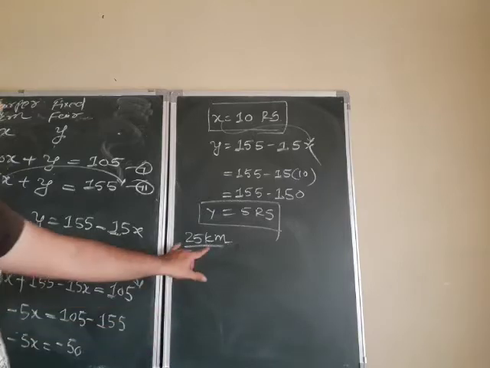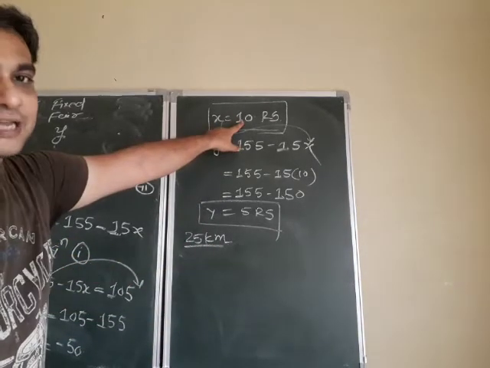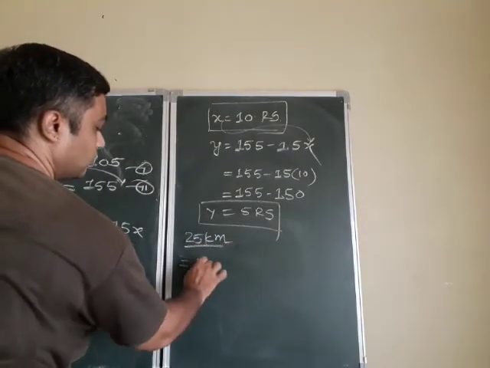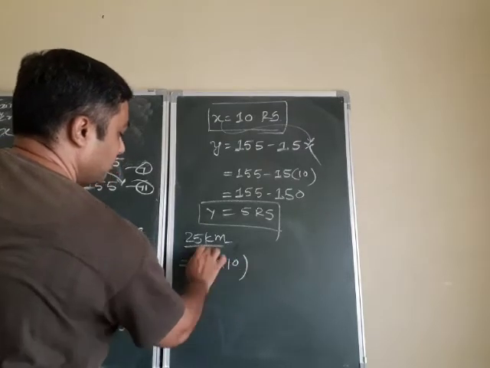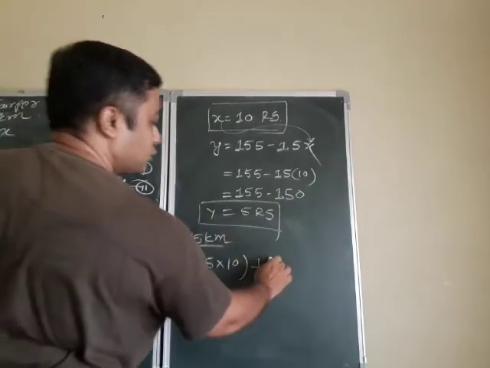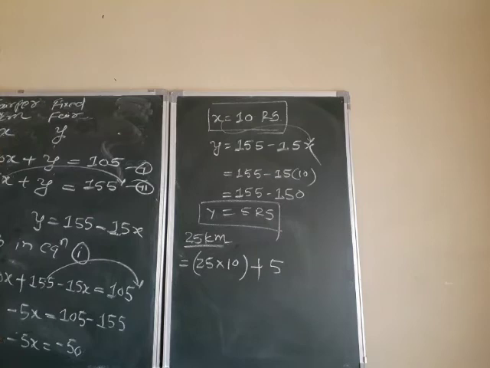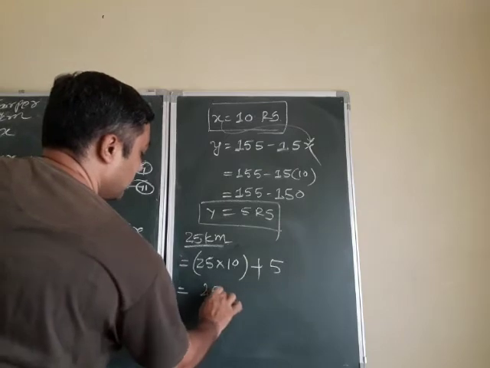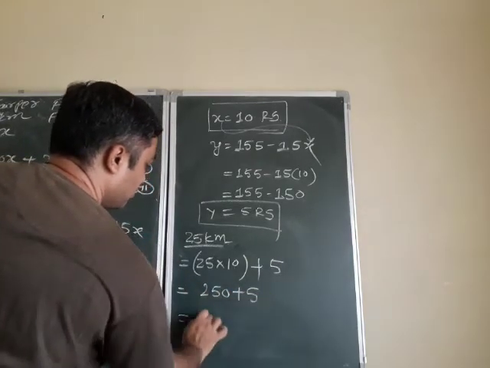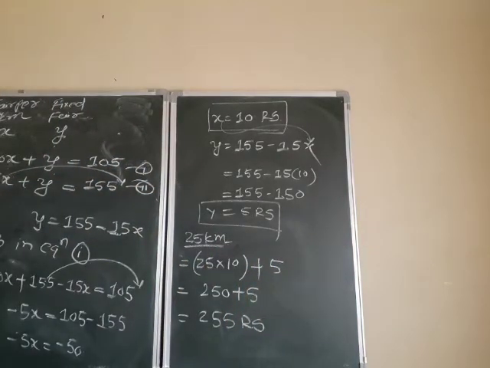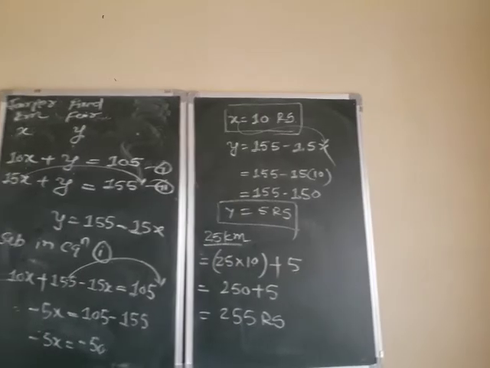Fine. So for 25 kilometers, the per kilometer charge is 10 rupees. So the charge for 25 kilometers is 25 into 10, plus the fixed charge that is always applied in every journey, am I right? That is equal to plus y. So 25 into 10 comes to 250 plus 5, so that comes to 255 rupees. For a journey of 25 kilometers, you have to pay 255 rupees. Now please complete the example.